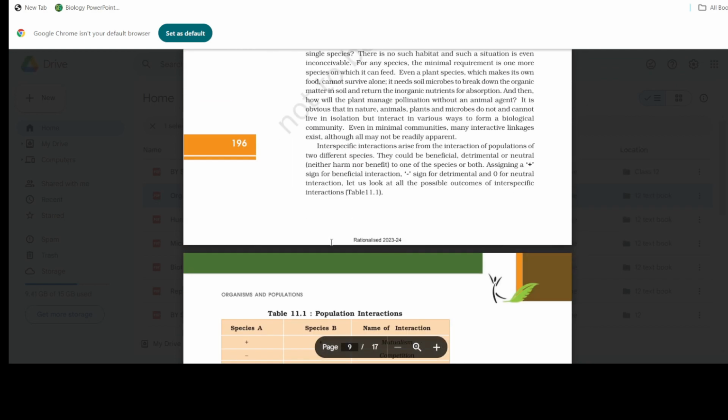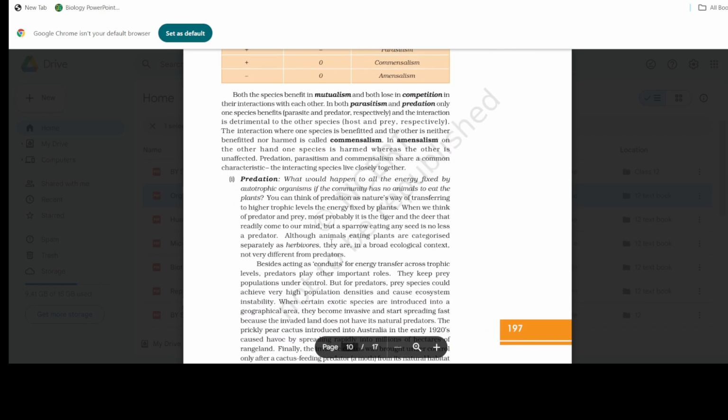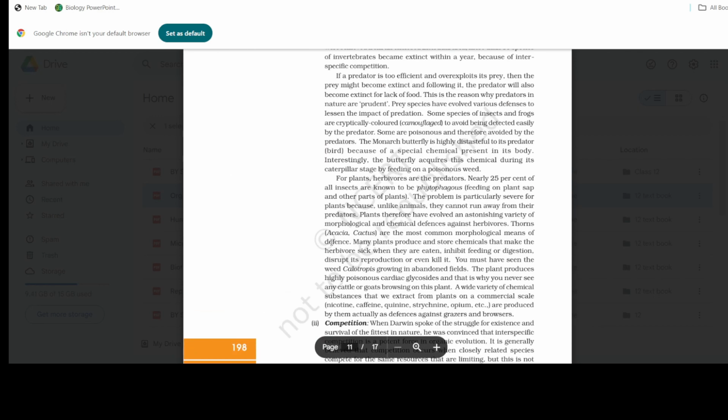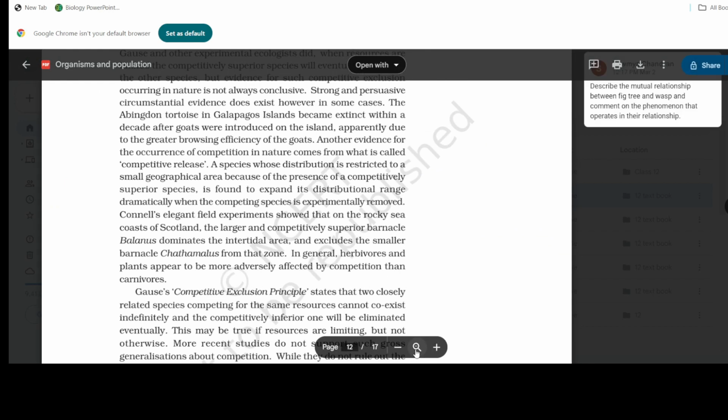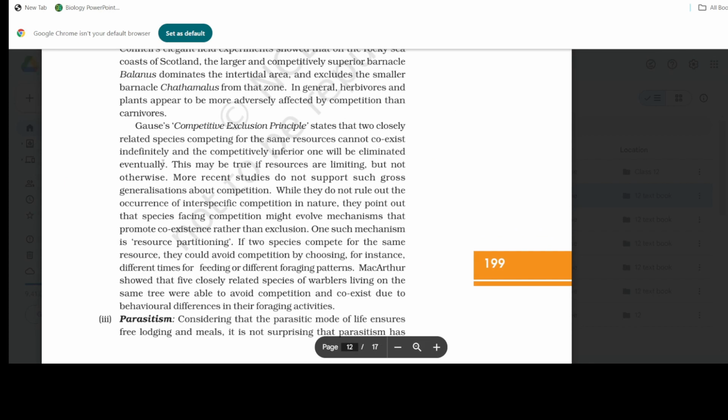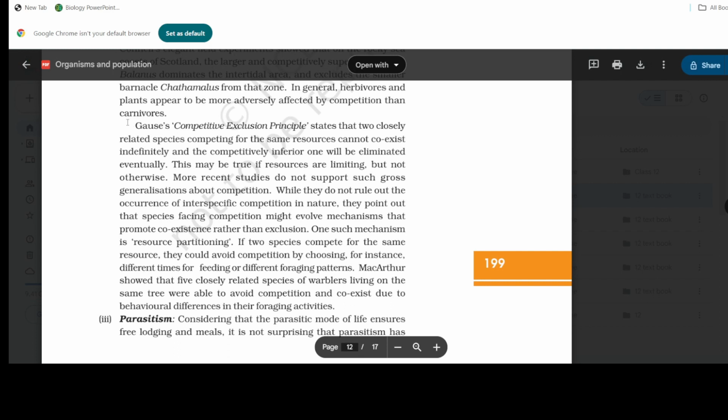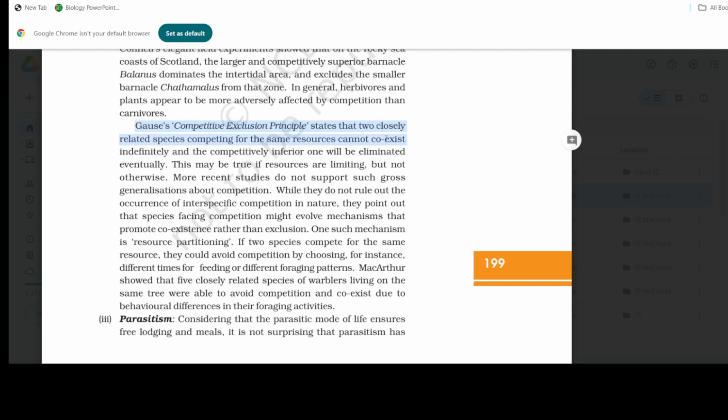We'll go for the interaction, population interaction. When it comes to competition, there is a principle called the competitive exclusion principle, Gause's competitive exclusion principle. This principle states that two closely related species competing for the same resource cannot coexist indefinitely, and the competitively inferior one will be eliminated eventually.